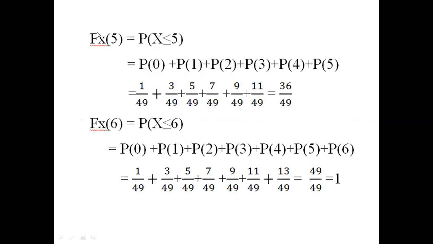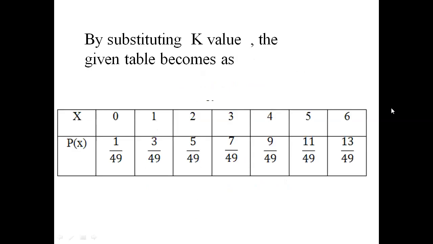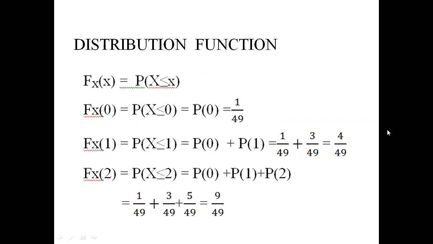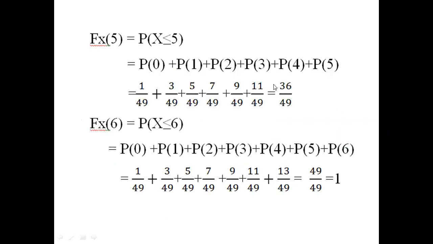Capital Fx of 5, that means the distribution function at 5, is equal to P of x is less than or equal to 5. That means for satisfying this condition, we are taking the probabilities P of 0 plus P of 1 plus P of 2 plus P of 3 plus P of 4 plus P of 5. By substituting the corresponding probabilities, 1 by 49 plus 3 by 49 plus 5 by 49 plus 7 by 49 plus 9 by 49 plus 11 by 49. By summing, we are getting 36 by 49.